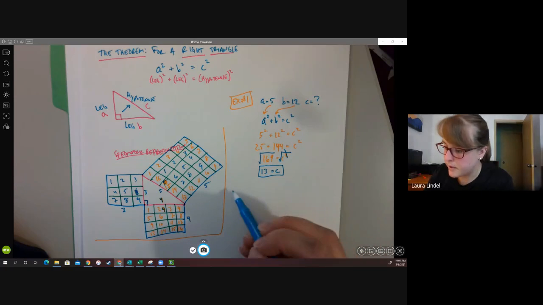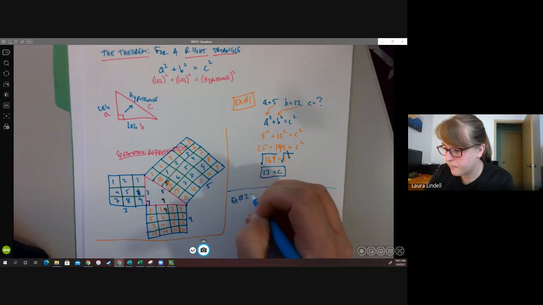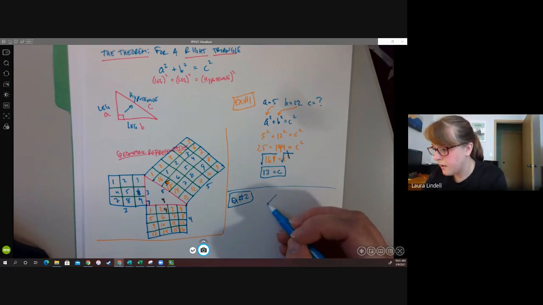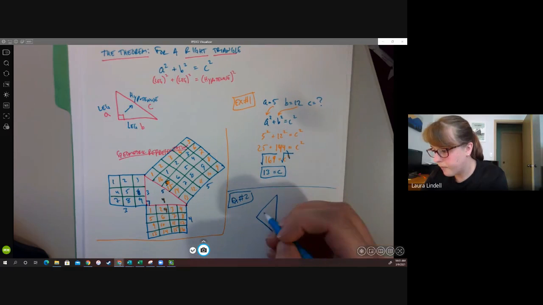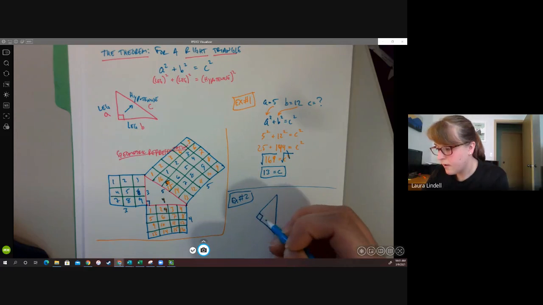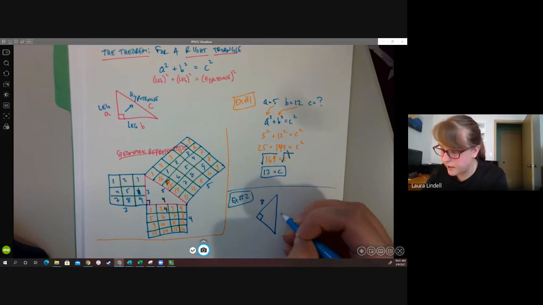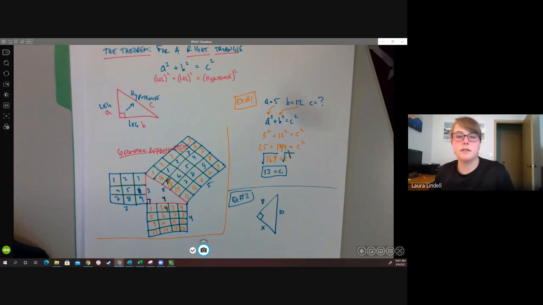Another case that we might see will be our next example. We might see a triangle, and we might be told that this side length is 8 and this one is 10, and we need to find the missing side.